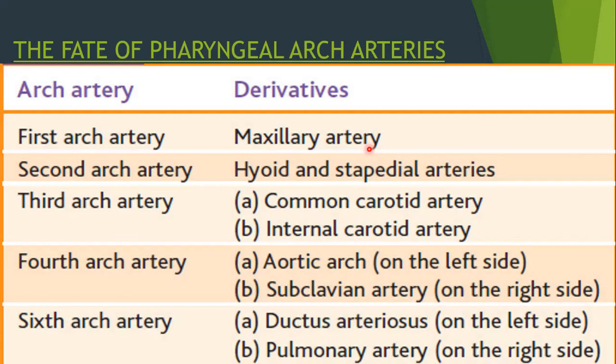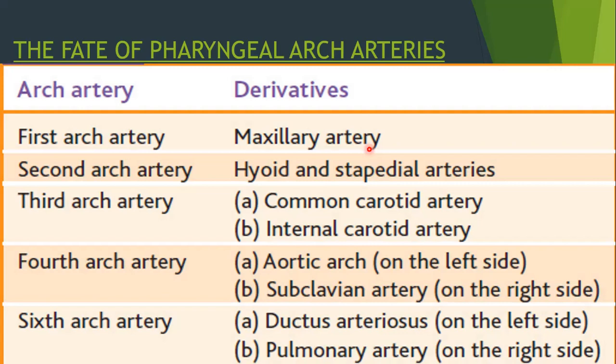So what is the fate of the pharyngeal arch arteries? Now, the first artery will give rise to the maxillary artery. The second arch gives rise to the stapedial arteries. The third arch will give rise to the common carotid and the internal carotid. Now, the fourth arch, on the left, will give rise to the aortic arch. On the right, the subclavian artery.